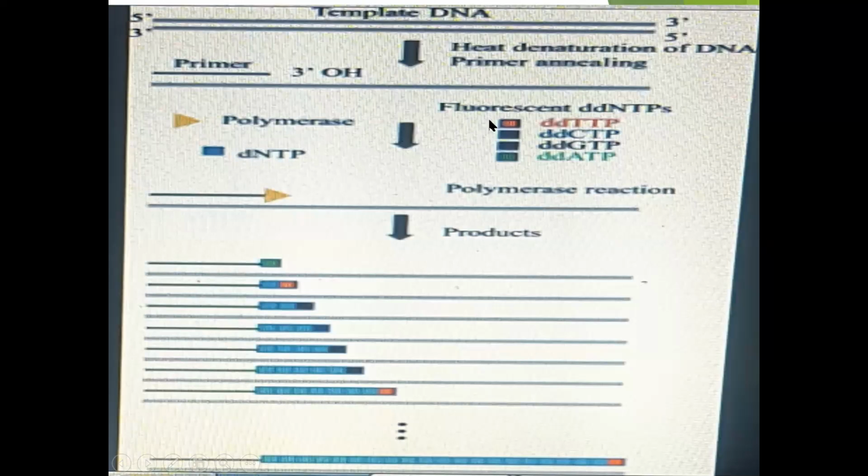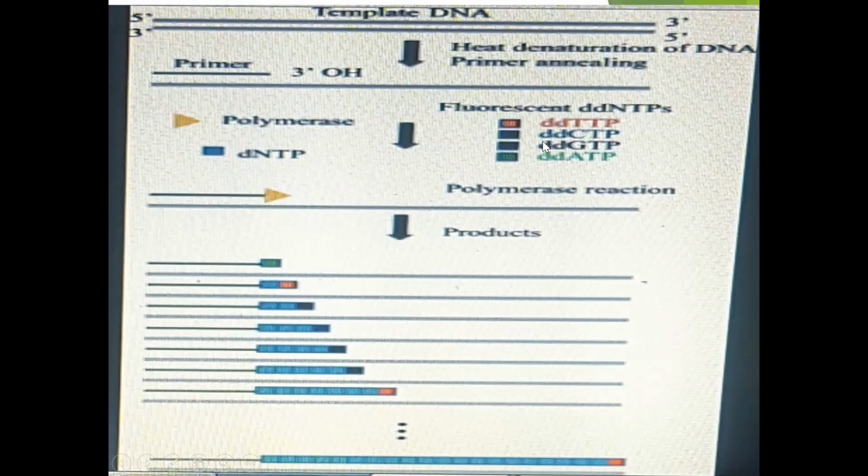And here, for labeling, we are going to use 4 different fluorescent dyes. These fluorescent dyes are attached to each of the chain terminators we are using in this reaction. Obviously, the 4 chain terminators are ddTTP, ddCTP, ddGTP, ddATP. Each one is labeled with a different fluorochrome. Since each one is labeled with a different fluorochrome, we can carry out all the 4 reactions in a single tube. And after carrying out the reactions in a single tube, the remaining procedure is the same.